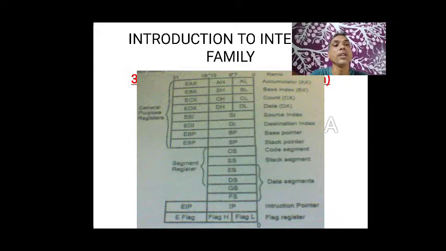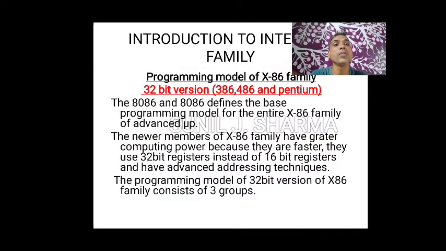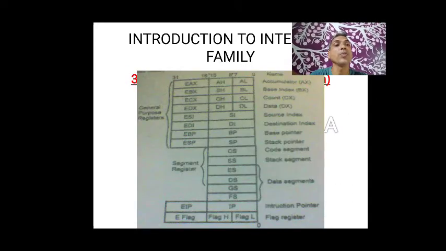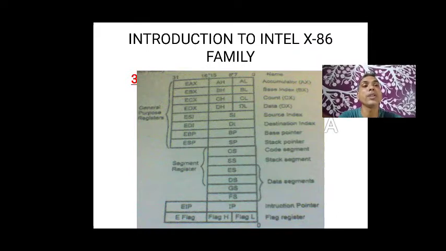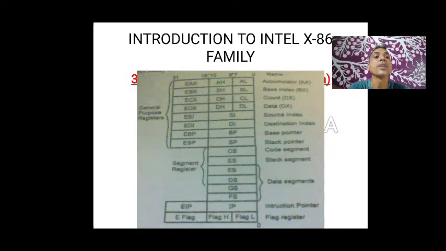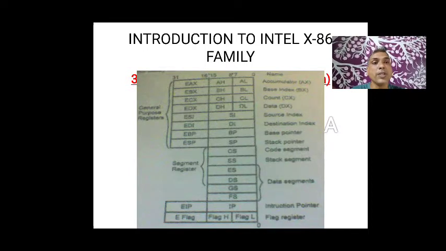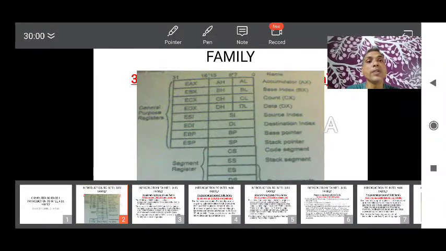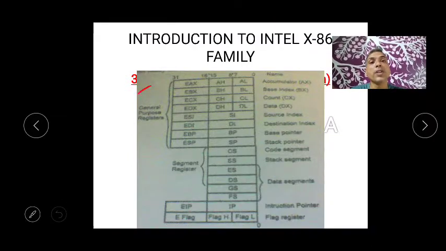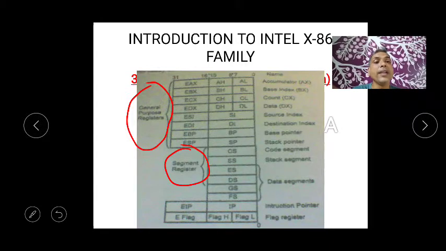I think this topic is about programming model. So programming model of 32-bit and 16-bit. Now programming model, in the sense, I think we have seen different types of registers. Here also you can see it is divided into three parts. Can you see general purpose registers, segment registers, and instruction pointer and flag.